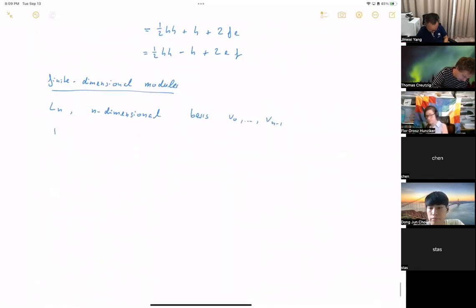And so what do we have here? These basis vectors are, of course, weight vectors. And so h acts by multiplication by this number. E maps v_i to v_{i-1} times some number.